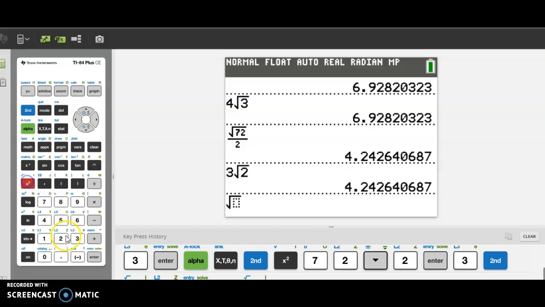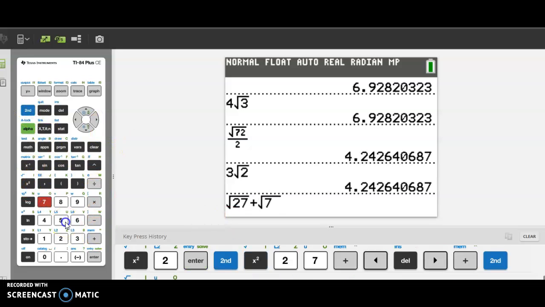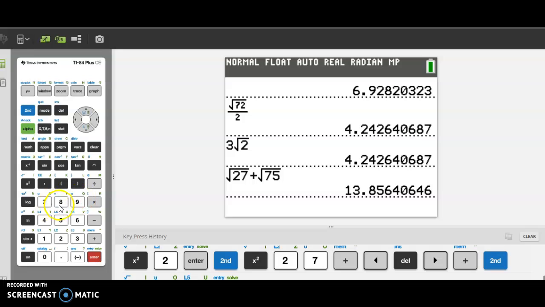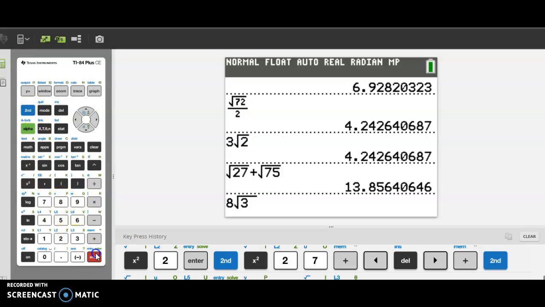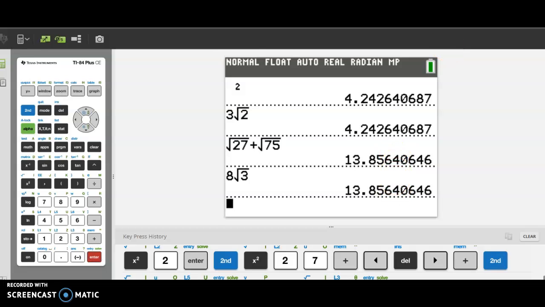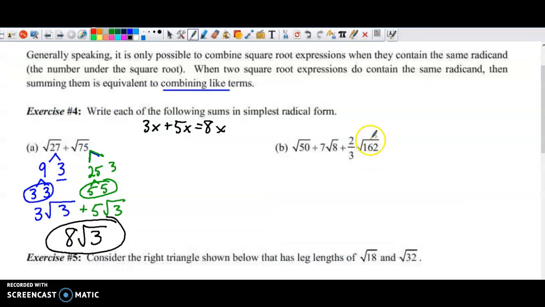Root 27 plus, whoops, got to hit the arrow over to get out of that, plus root 75 gives you a decimal, and what I'm saying is that's equal to 8 root 3. It's the same decimal, so I did it correctly. A little bit more complicated on this next one.